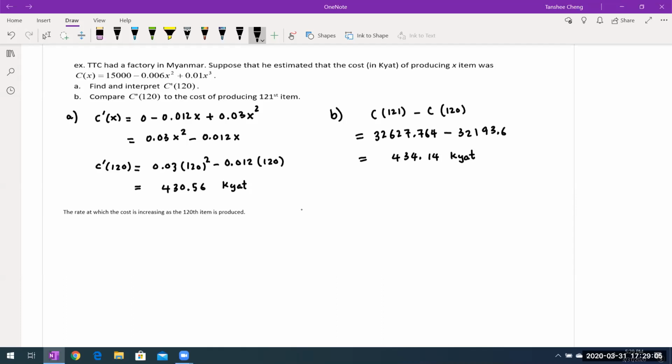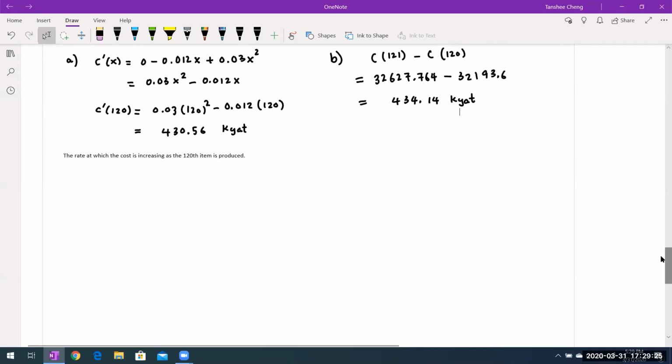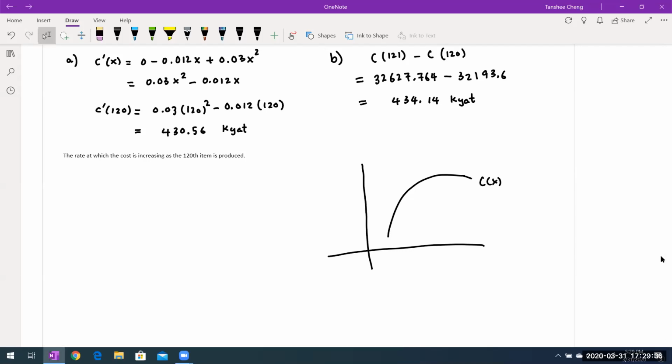Okay. So before I conclude this, I'm going to give you a visualized picture idea so that will lead us to why the next session that we're going to talk about is important. Basically, we're going to do approximations. If you look at this picturized idea right here, let's say this is my cost function, C of x. Right here, this is where we are producing the 120th item. And right here, we are producing the 121st item.